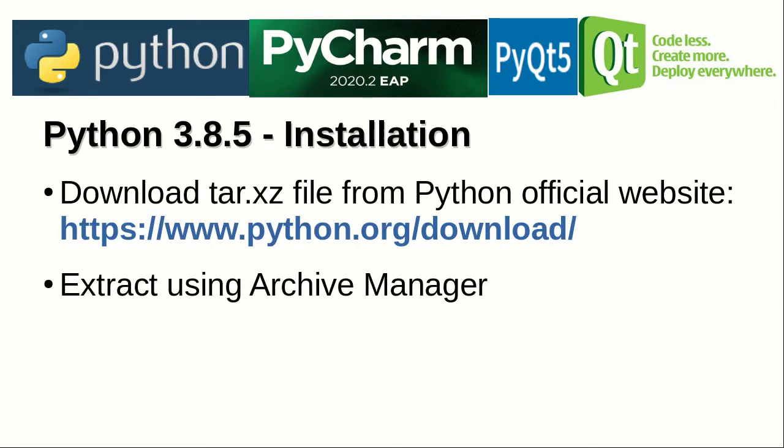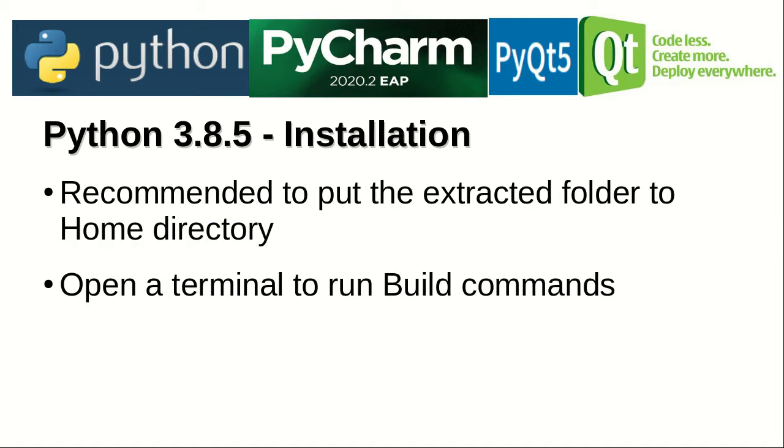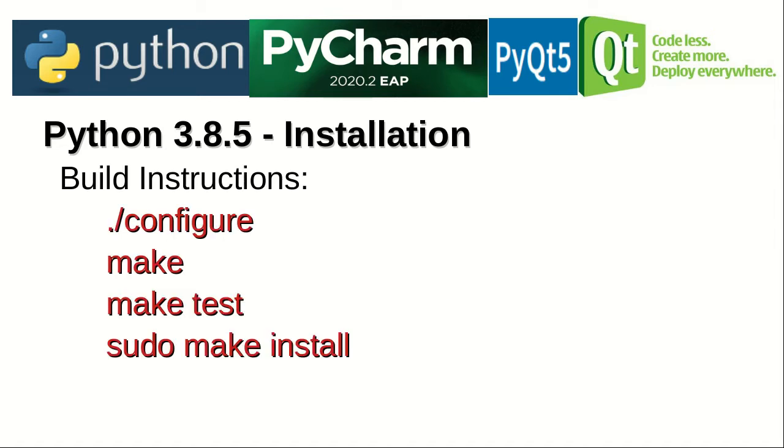To install, download the latest tar package file from Python's official website and extract using Archive Manager. It is recommended that you put the extracted folder in your home directory. Open a terminal and run build commands. We issue these build commands one at a time.